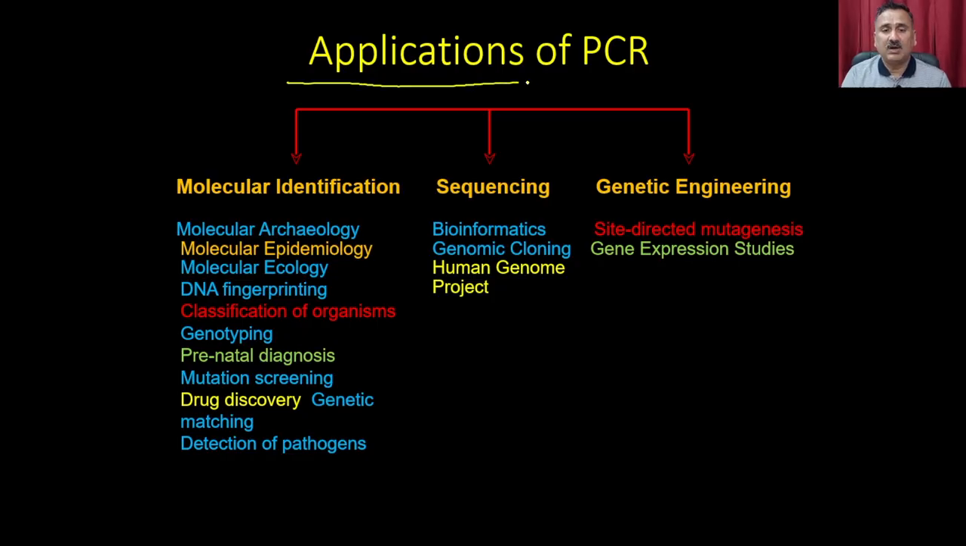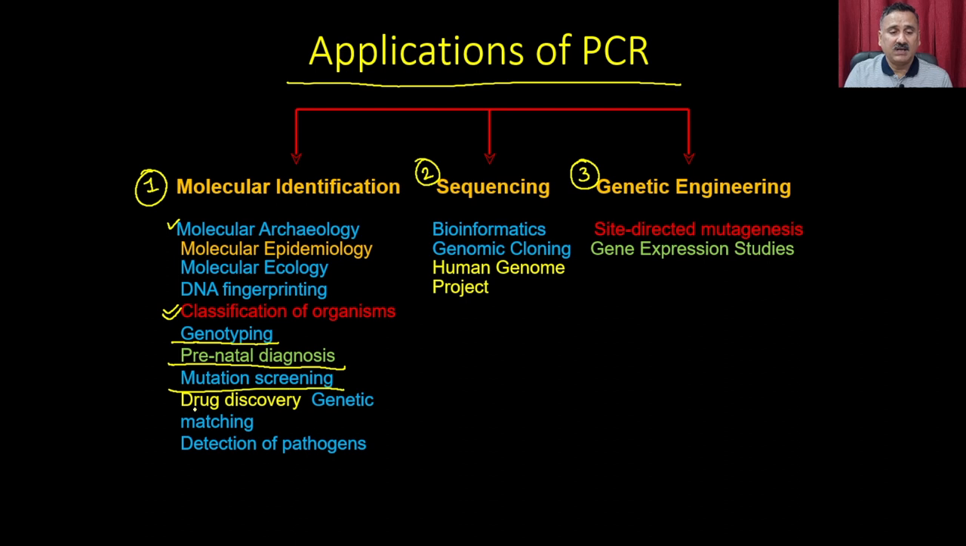When we talk about the application of PCR, it lies in three major areas. First is molecular identification, the second is sequencing, and the third is genetic engineering. Molecular identification has enormous applications in different types of fields. For example, molecular archaeology, molecular epidemiology, molecular ecology, and DNA fingerprinting. It is also being used for the classification of different types of organisms, genotyping, prenatal diagnosis, mutation screening, drug discovery, genetic matching, as well as the detection of pathogens.